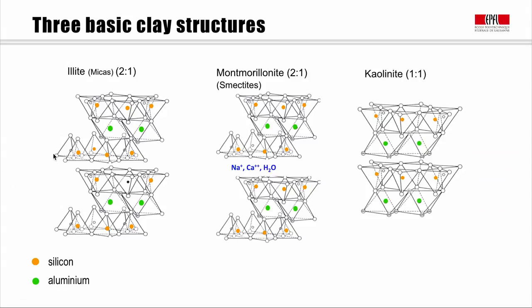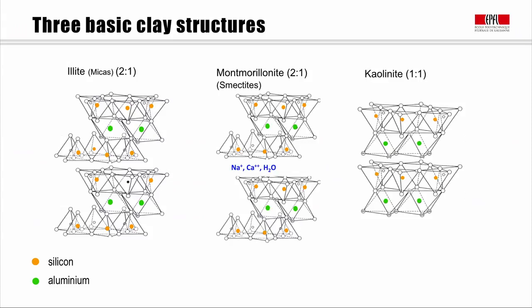All clays are layer structures. So here we see the layers, and these layers are aluminosilicate layers. So we see the orange dots represent the silicon atoms, which are found in little tetrahedra, so in a little cage of oxygens, and the green atoms represent the aluminium, which are found in octahedral cages of oxygen.